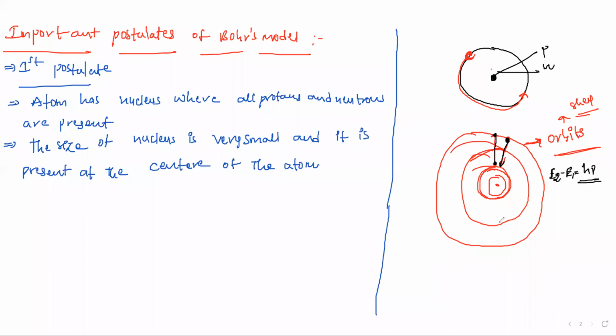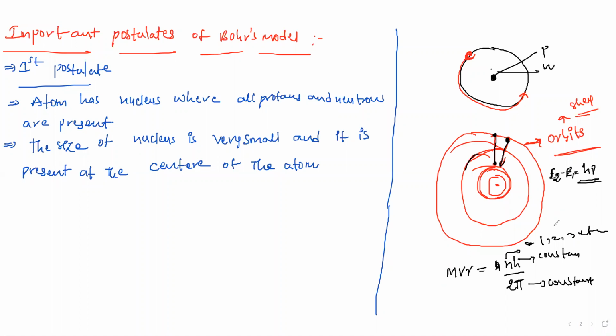And angular momentum is also quantized. The angular momentum of the revolving electron will be quantized. That value we already know: mvr equals nh by 2 pi. Here pi is a constant and h is also a constant, Planck's constant. And n is the shell number. It may be positive integers, that is 1, 2, 3, etc.